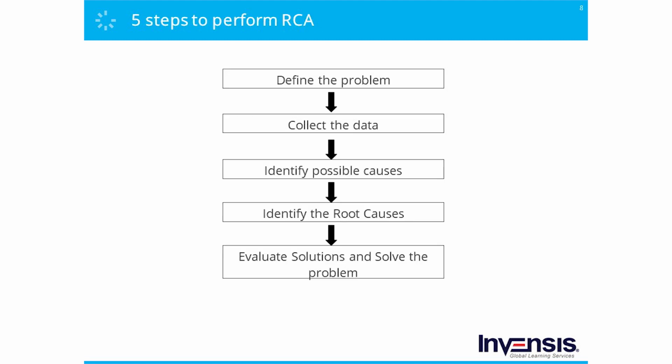So moving forward, in root cause analysis, we look at 5 main steps. The first thing that we look at is defining the problem. So actually understanding what problem we're looking at, and asking ourselves, is this a real problem? Because sometimes it may not even be relevant. Once we have defined the problem, then we look into collecting the data necessary for our inspection. Once we have collected the data, we try to identify the possible causes. And once we identify the possible causes, then we identify the root causes. Once we identify the root cause or causes, we evaluate the solutions and we solve the problem.